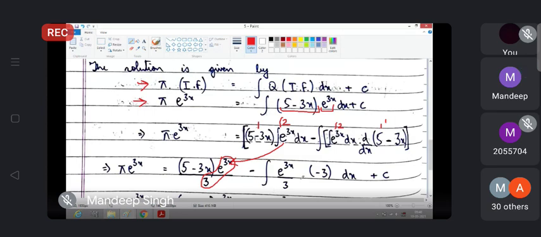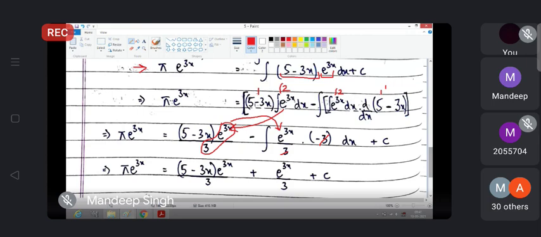Minus e raised to the power 3x into 3. सेम टर्म यहाँ पे आया हमारा, यहाँ भी इंटेग्रल था, यहाँ भी इंटेग्रल था, यहाँ पे राइट हैंड साइड पे डबल इंटेग्रल. The derivative of 5 minus 3x is minus 3. x का कोएफिशिएंट 5 तो कांस्टेंट है, it is minus 3. 3 and 3 get cancelled out. dx plus c. Minus minus plus हो जाएंगे. We have pi into e raised to the power 3x is equal to 5 minus 3x into e raised to the power 3x over 3 plus e raised to the power 3x over 3 plus c.